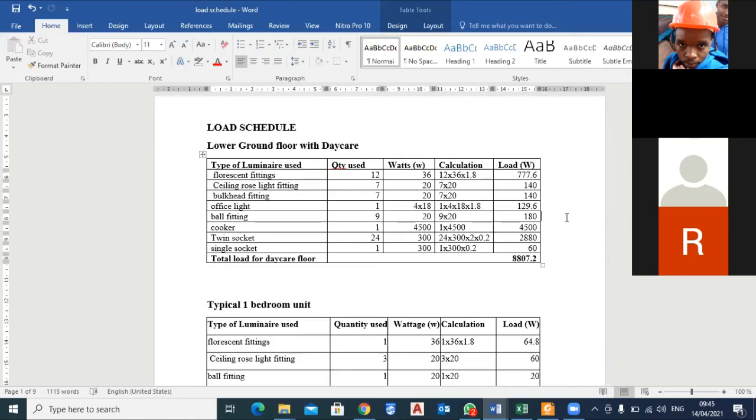2784. So in this case, I will advise that we split the circuits into 2, so that if one circuit has a problem, the client is not left in darkness, and also in case the client decides to bring in higher wattage bulbs because the bill is not a problem for him or her, monthly electricity bills are not a problem.